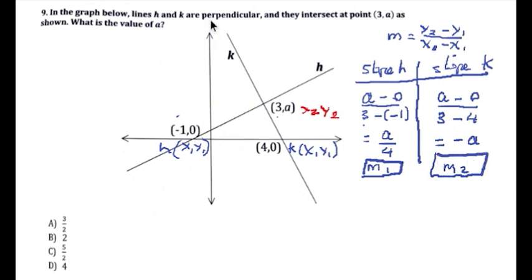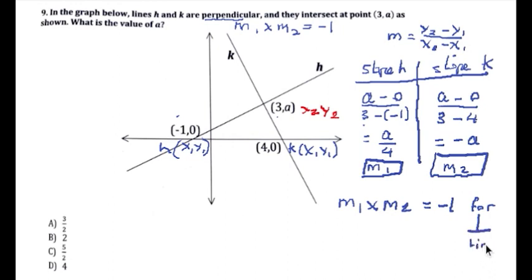So the lines are perpendicular, so if they're perpendicular, we can say that m1 multiplied by m2 will give a result of negative 1 for the product of two perpendicular lines. This is a proof. So let's put it all together in that equation. m1 multiplied by m2 is equal to negative 1 for perpendicular lines. Alright, so now we just need to solve. So we'll have a over 4 multiplied by negative a is equal to negative 1.